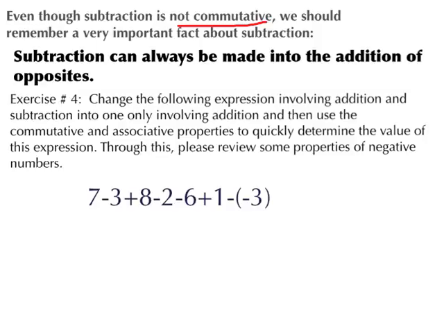Change the following expression involving addition and subtraction into one only involving addition. And then use the commutative and associative properties to quickly determine the value of the expression. Remember, commutative says you could change order. Associative means you can group numbers however you would like in order to make adding easier, to quickly determine the value of this expression. Through this, please review some properties of negative numbers.